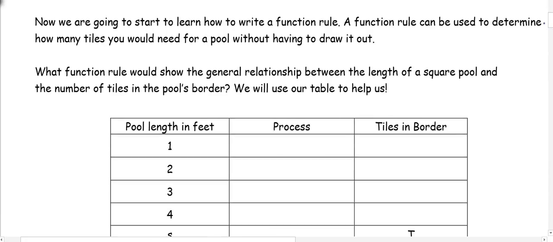So now we're going to use a table to help us create a function rule. A function rule can be used to determine how many tiles we need for a pool without having to draw them out. Especially when our pool sizes start to get really large, we don't want to sit there and draw out tiles forever. So what function rule would show the general relationship between the length of the pool of square tiles and the number of tiles in the pool border?